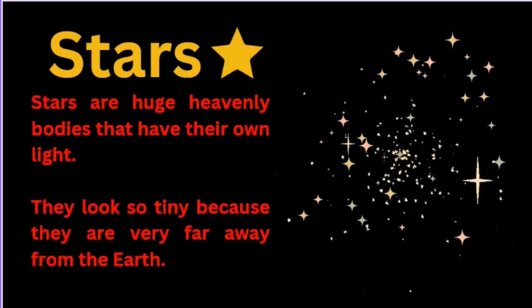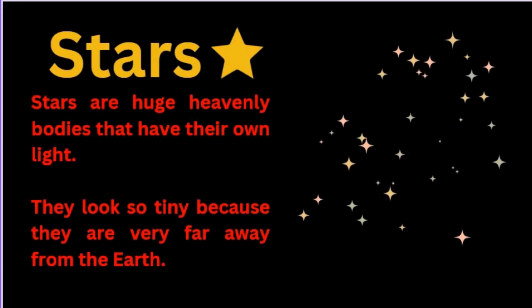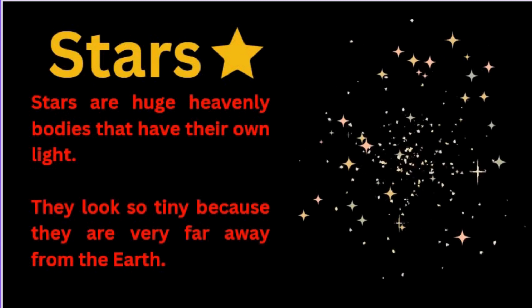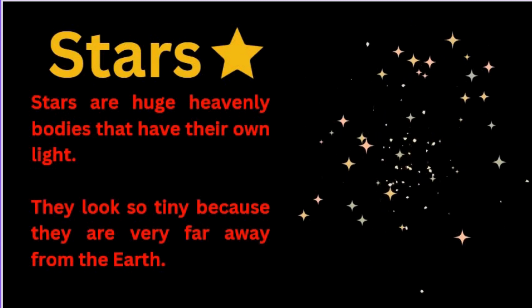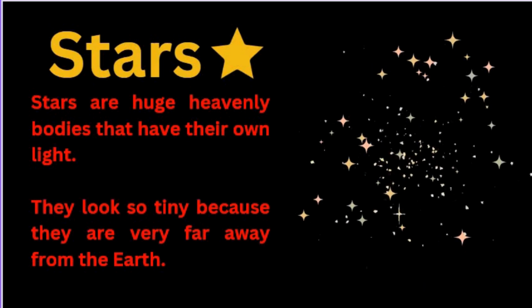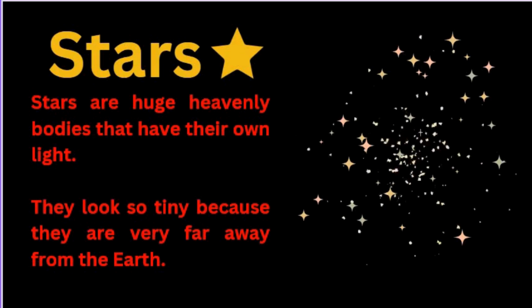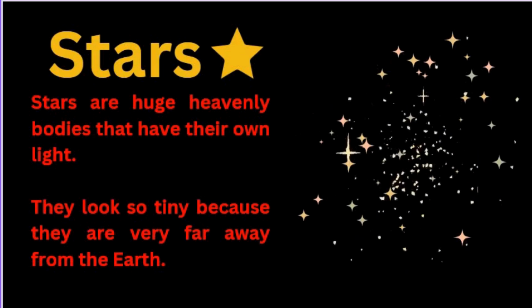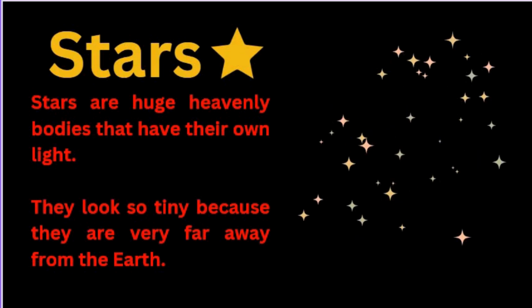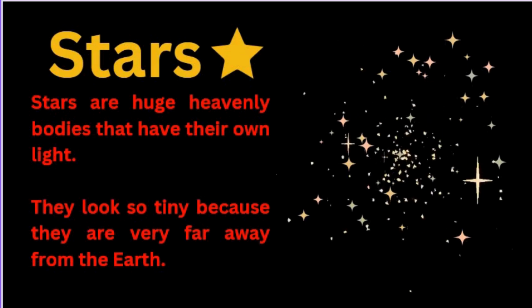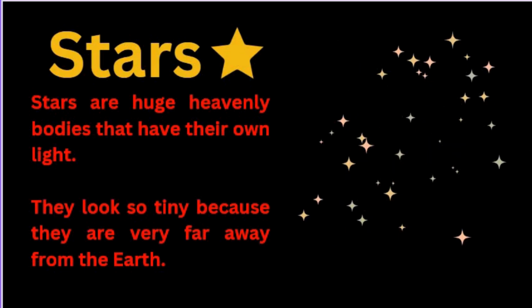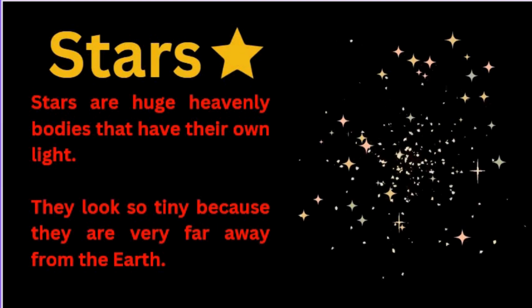Star. Stars are heavenly bodies that have their own light. Star क्या है? बहुत heavy body है जिसका own light होता है. But they look so tiny. Star is very big in size actually, but वो हमें दिखता है बहुत ही छोटा क्योंकि बहुत ही far away है अर्थ से. That's why it looks tiny.